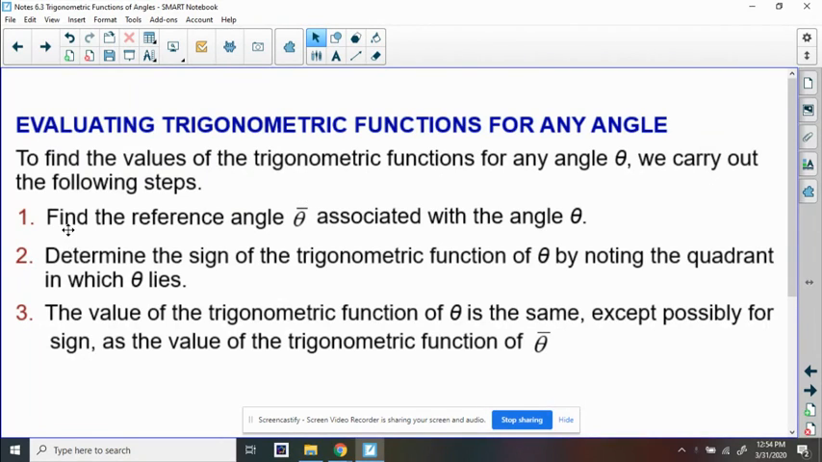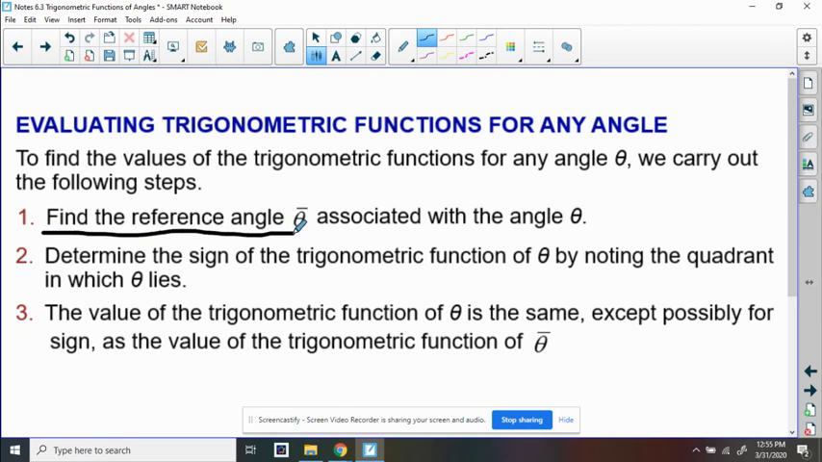First of all, you have to find the reference angle. Find the reference angle associated with angle theta. That's the reference angle theta bar, right? So this is just associated with the angle you're given.